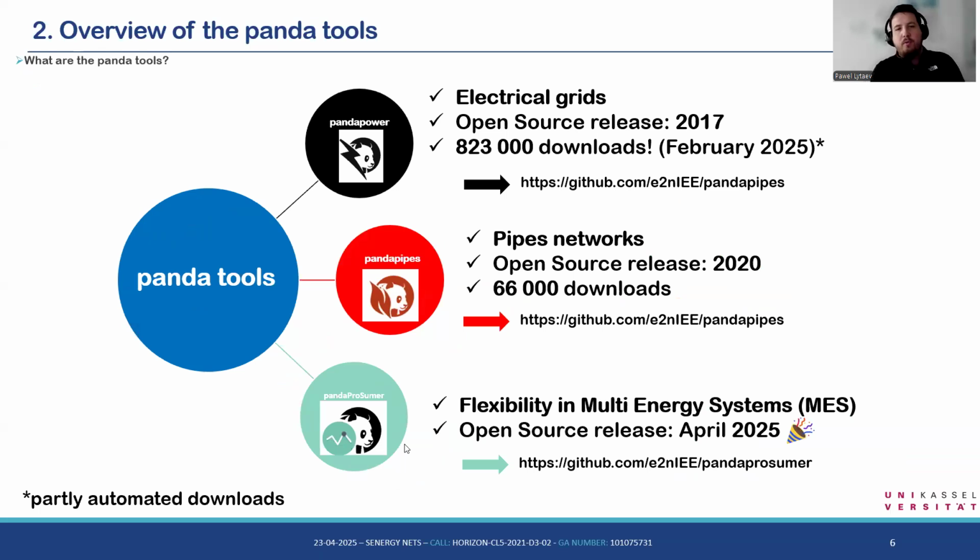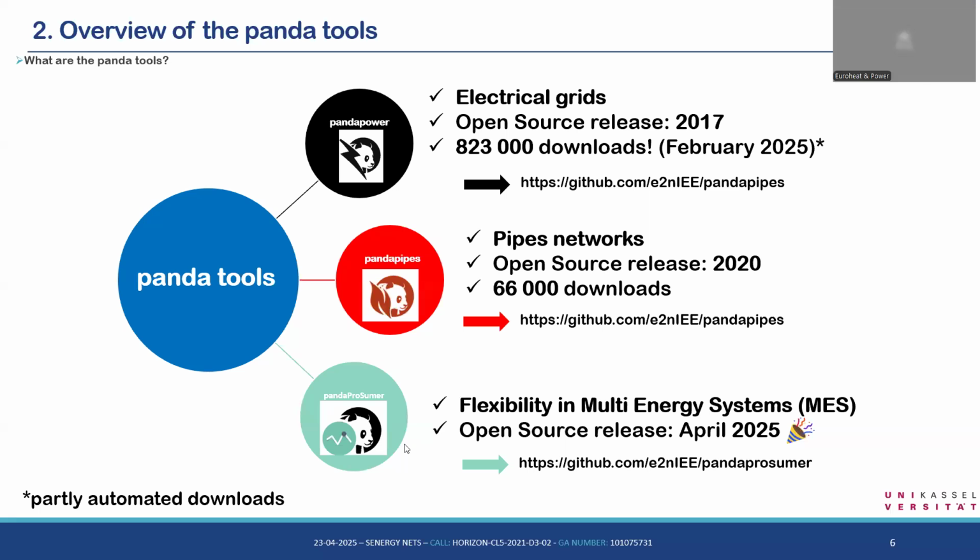Quick overview of what the tools can do. As I said, Panda Power is an electricity grid simulation tool. It's already open source since 2017, so you can find it on GitHub. You can also see the link. It has already over 800,000 downloads, and it's uprising.